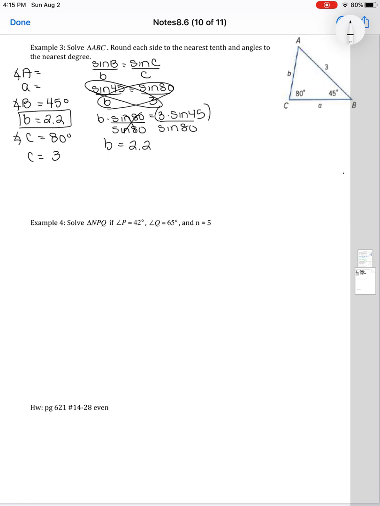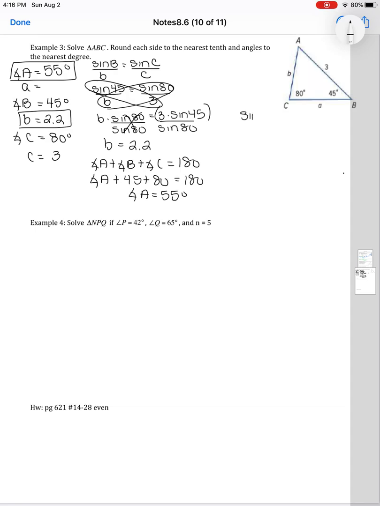So now moving forward, again, in order to find anything dealing with A, we have to know one of them. So we sort of hit a wall here. So what we have to do is use the idea that angle A, angle B, and angle C add up to 180. So angle A we don't know, B is 45, and C is 80. And so that's going to get us 55 degrees for angle A. There's no other way you can solve this because it's not a right triangle. So you have to use that idea.